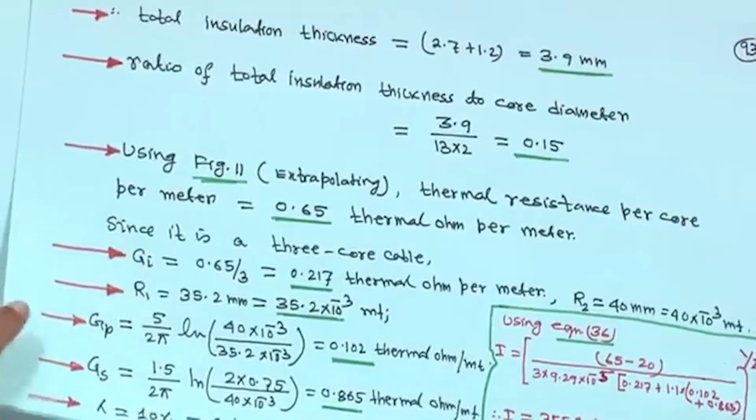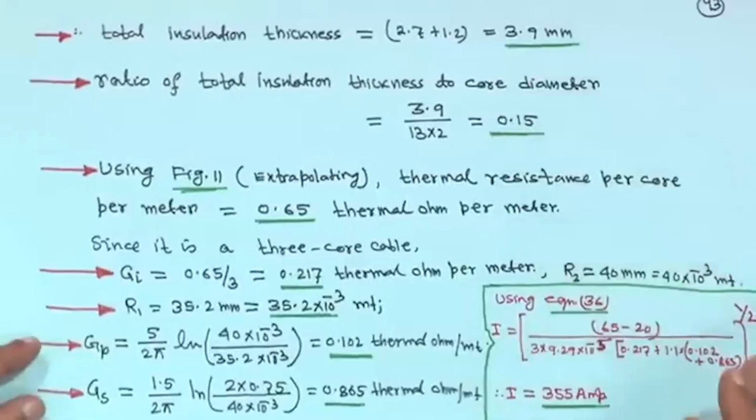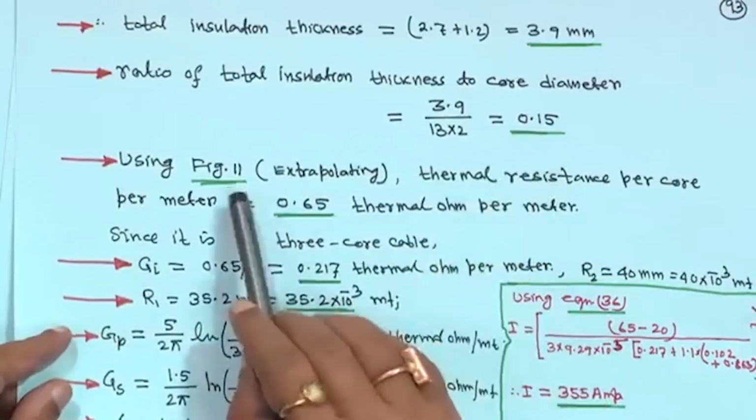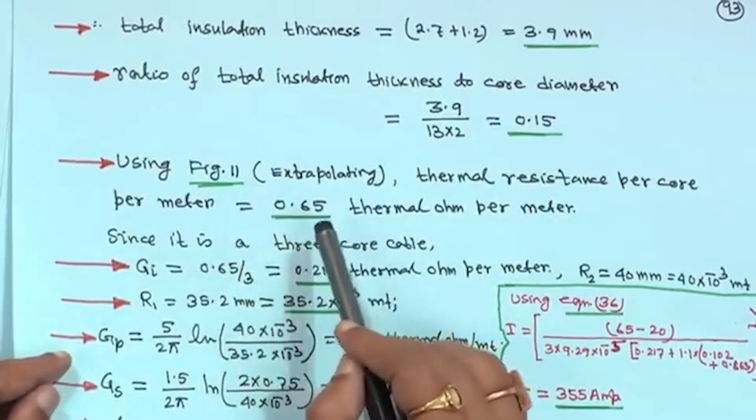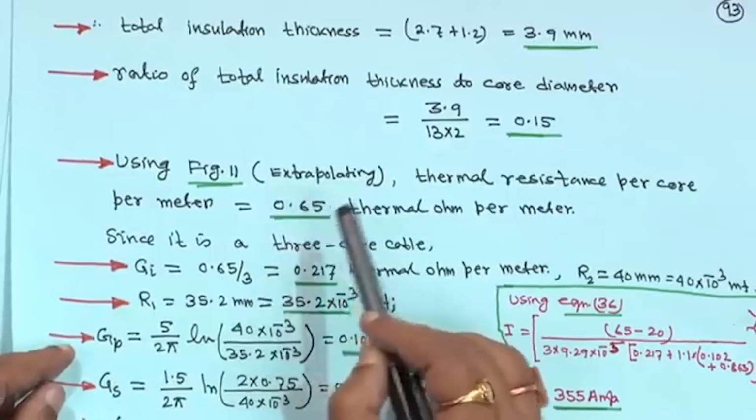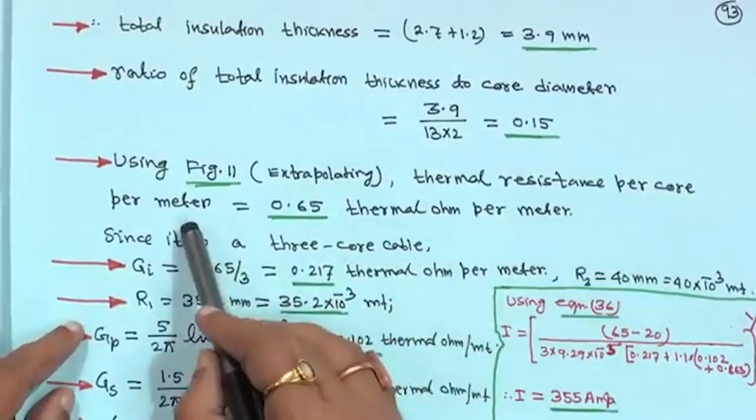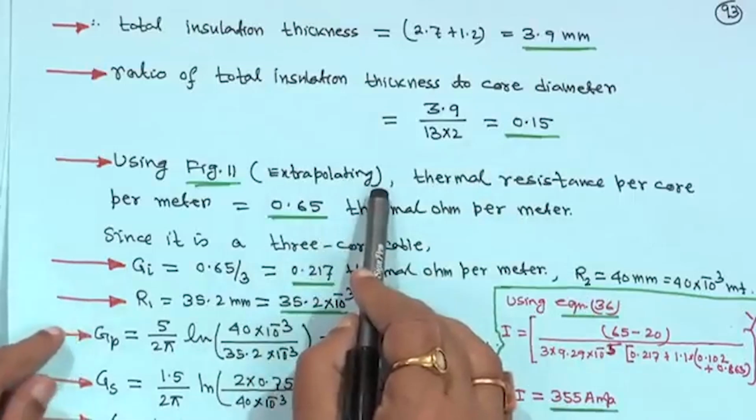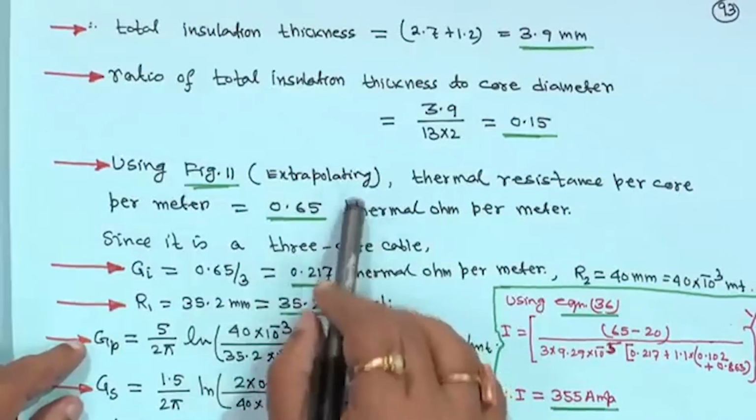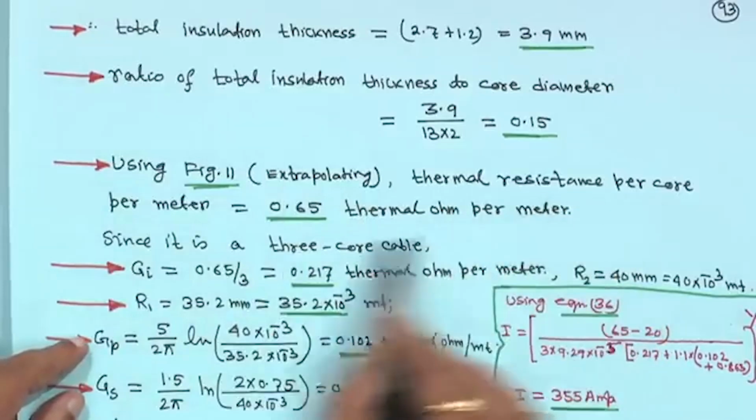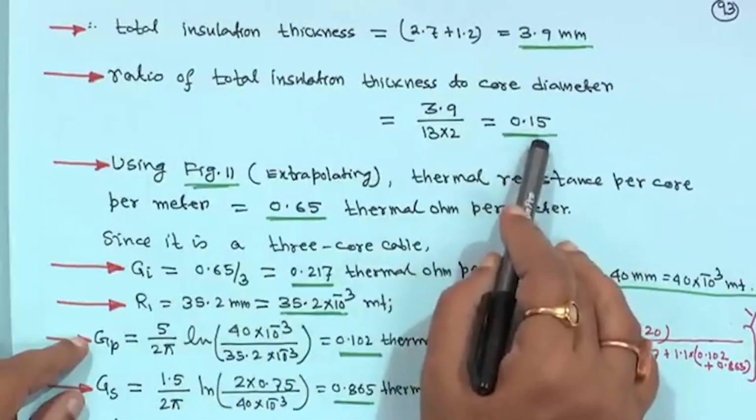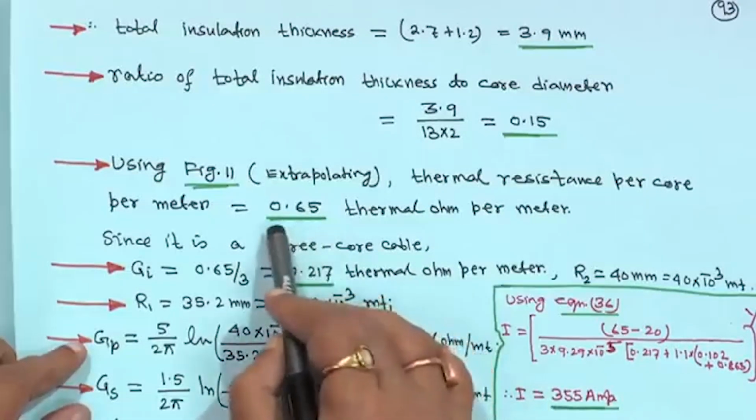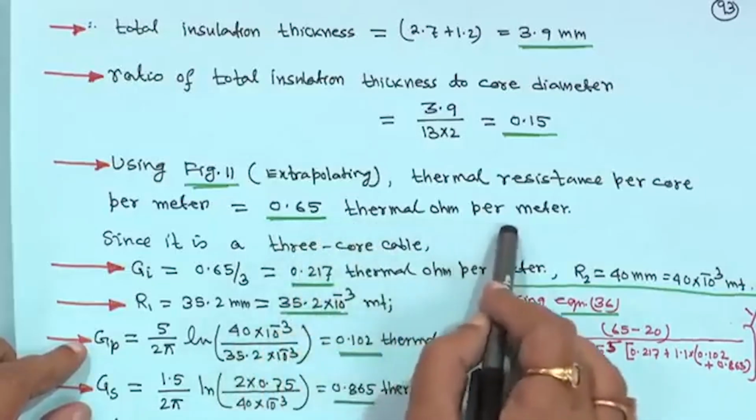When you solve the numericals, we will not provide you any graph. But corresponding to this ratio, using figure 11, where four different curves are shown, you get the thermal resistance per core per meter. The ratio will be given and the corresponding data will be supplied to you, even in assignments, since the graphs will not be provided. So it is 0.65 thermal ohm per meter.